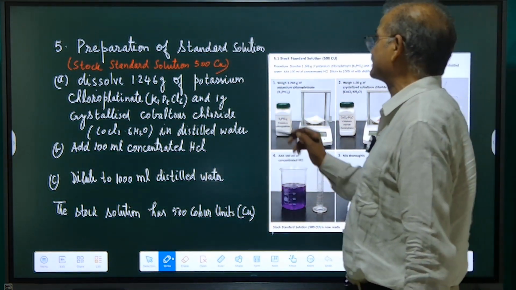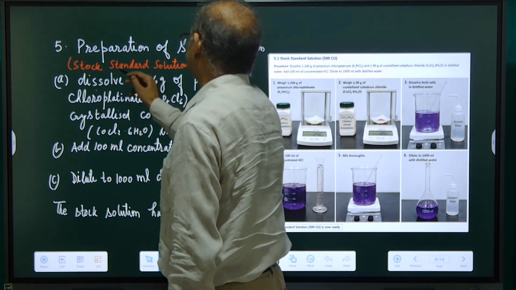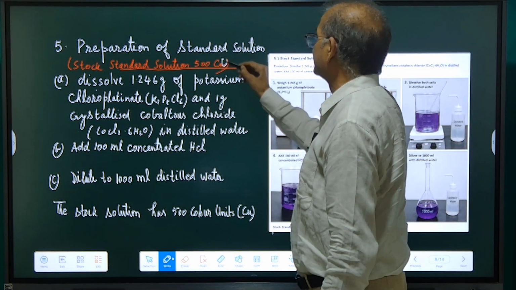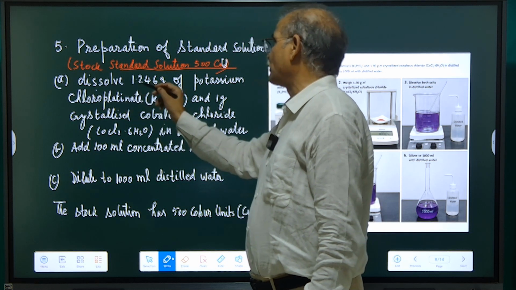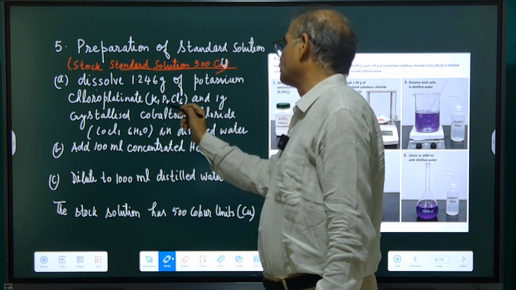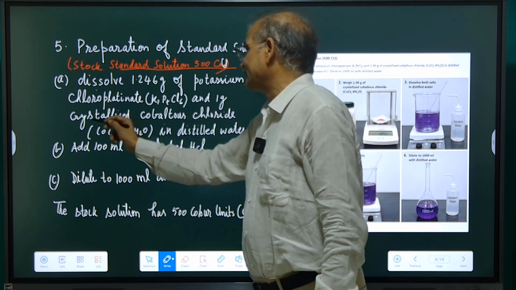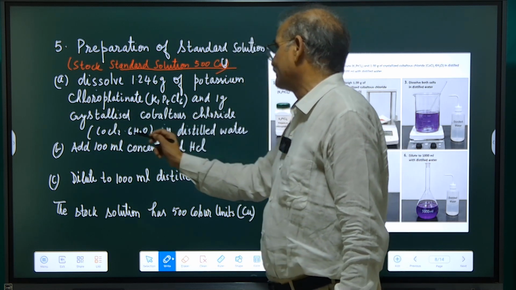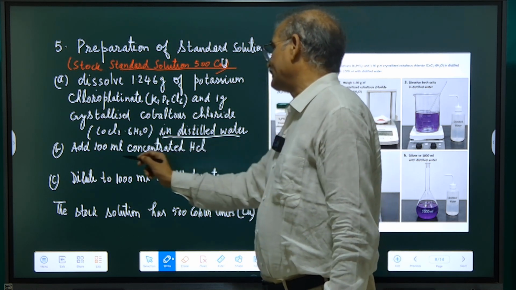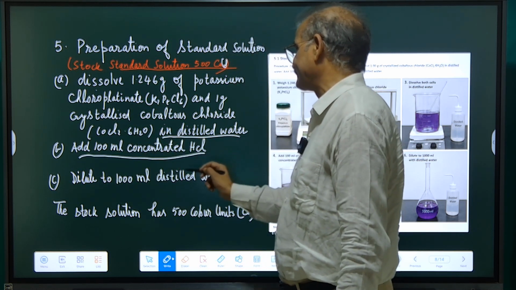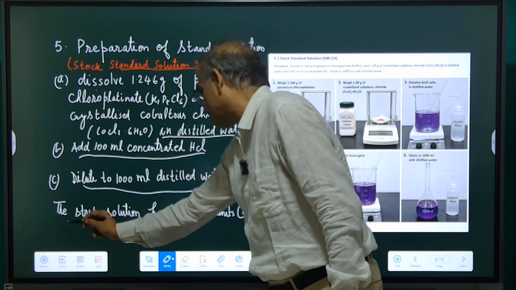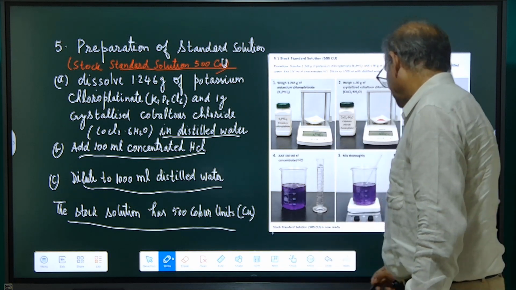Stock standard solution. Preparation of standard solution. Stock standard solution of 500 color unit. Dissolve 1.246 gram of potassium chloroplatinate, K2PtCl6, and 1 gram crystallized cobaltous chloride, CoCl2.6H2O in distilled water. Add 100 ml concentrated HCl. Dilute to 1000 ml with distilled water. The stock solution has 500 color units.